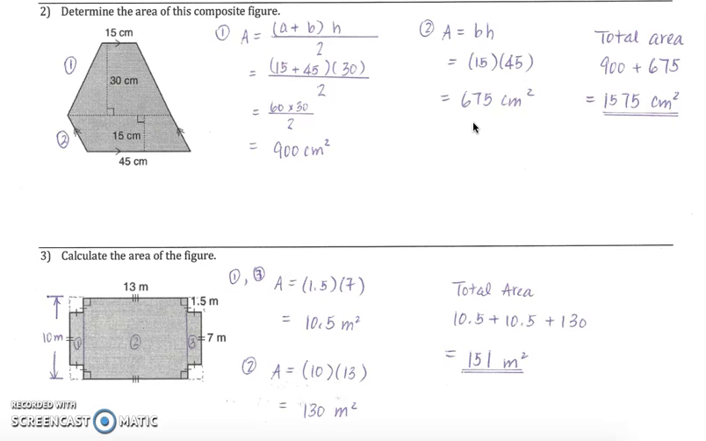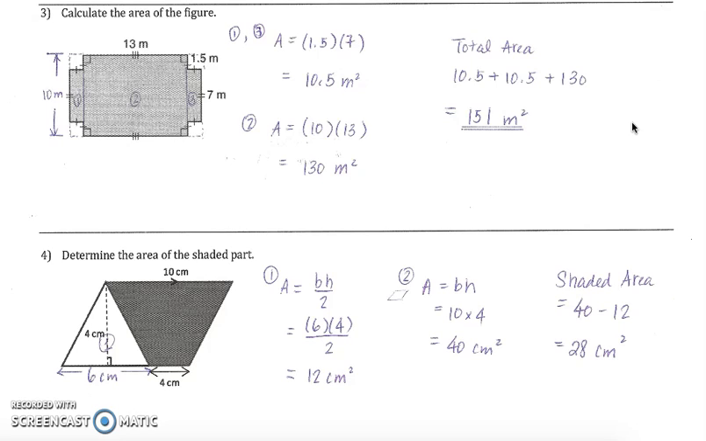As a result, the total area of these two shapes will be 900 plus 675, which is 1,575 square centimeters.